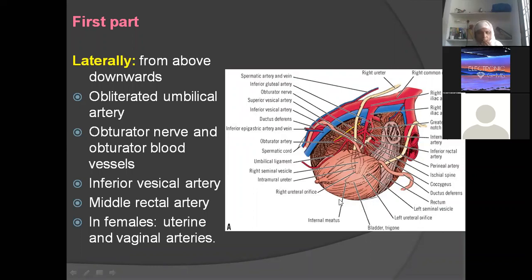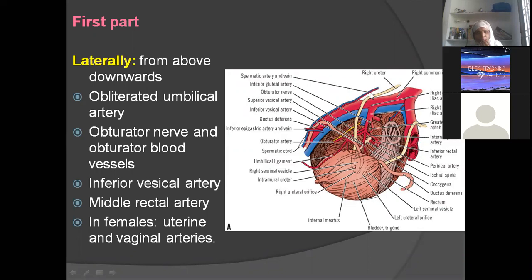This is female, because first you should get the orientation. What is this? Actually, no, this is male only. The urinary bladder we are finding, and then we are finding the rectum and anal canal. This is the common iliac, isn't it? External iliac and then internal iliac, isn't it?